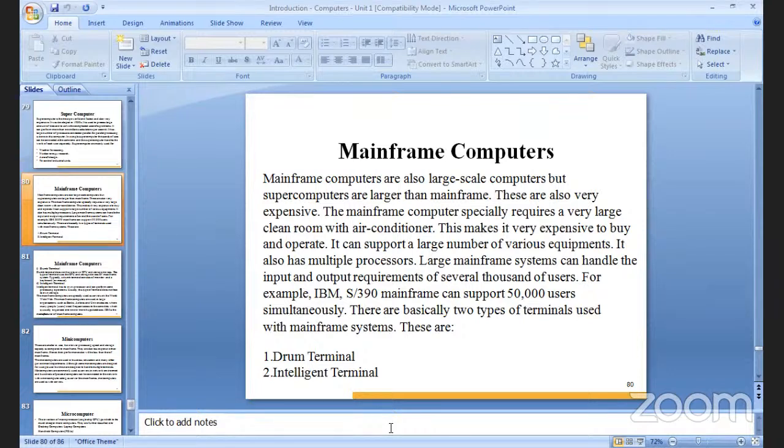Again, whatever data we give depends on our requirements. And at the same time, here also we have the chance to use thousands of users. The best example for this one is the IBM S/390 mainframe, and it can support up to 50,000 users at different times. There are basically two types of terminals used in mainframe systems: one is a dumb terminal, and the second one is an intelligent terminal.